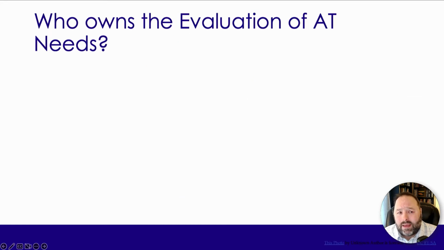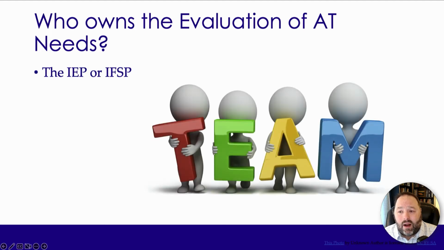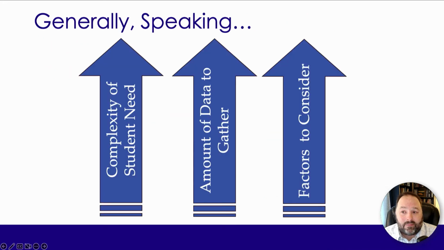A big question that we get is, who owns the evaluation of assistive technology needs process? At the end of the day, the IEP or IFSP team is the owner of this process, meaning that it is the IEP team or the IFSP team that is conducting the evaluation of assistive technology needs. Generally speaking, the more complex the student needs, the more information is going to need to be gathered, and the more factors will need to be considered.